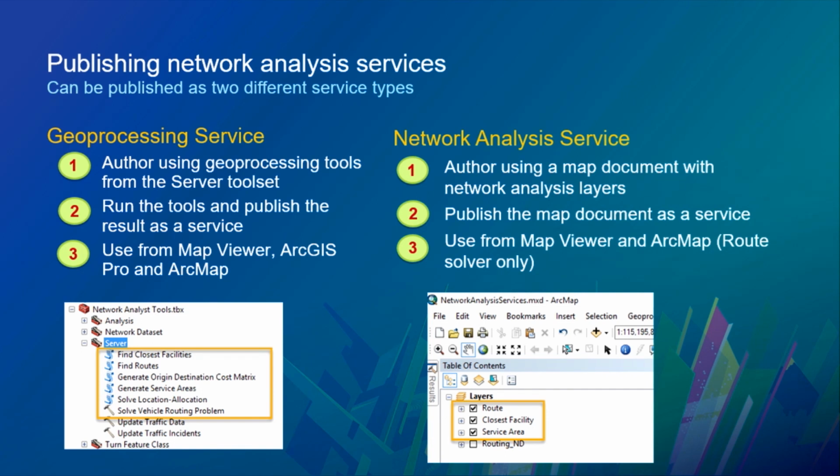For network analysis service, which is essentially a map service with a network analysis capability, you create a map document, create the different network analysis layers in that map document, and then publish that map document as a network analysis service and turn on the network analysis capability when you are publishing the service.